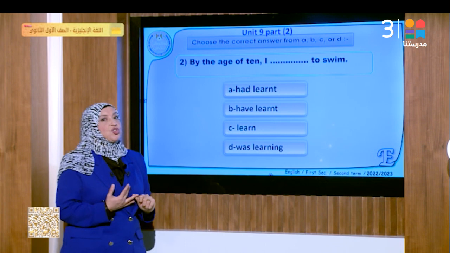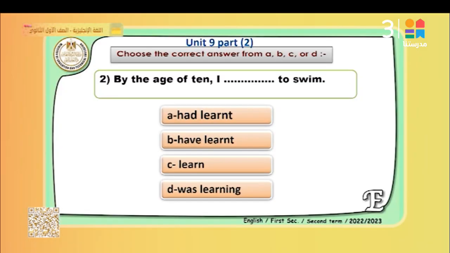Let's look at question number 2. By the age of 10, I blank to swim. By the age of 10 means when I was 10. When I was 10, I had learned to swim. It means before that age, before I became 10 years old, I had learned to swim. So again, this is the first action.